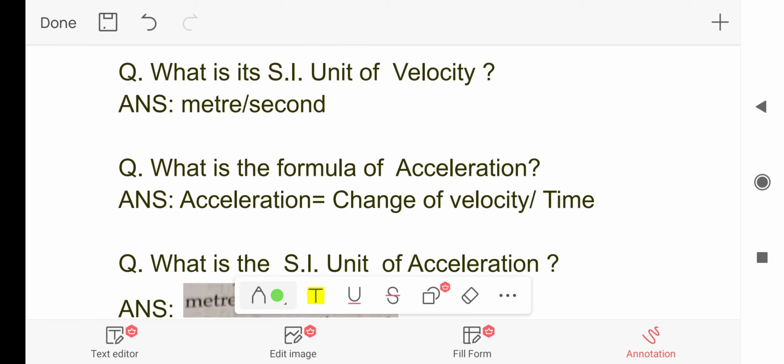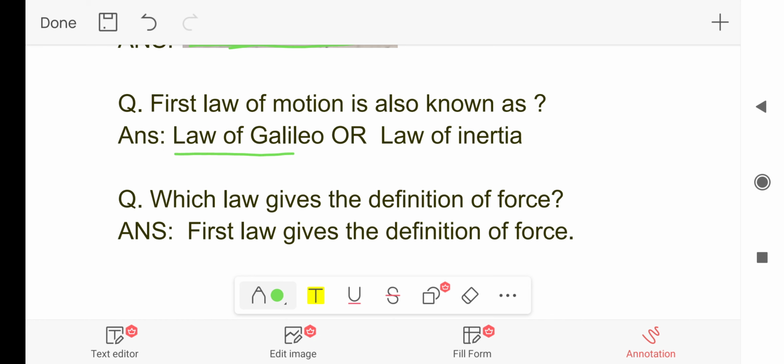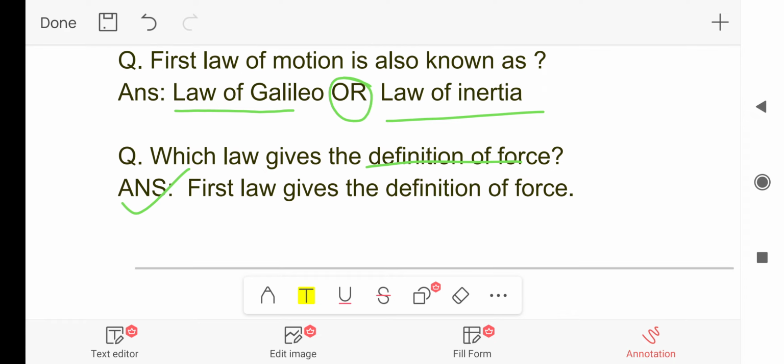What is the SI unit of velocity? Answer: meter per second. What is the formula of acceleration? Acceleration is equal to change of velocity by time. What is the SI unit of acceleration? Answer: meter per second square. Next, first law of motion is also known as law of Galileo or law of inertia. Next, which law gives the definition of force? Answer: first law gives the definition of force.